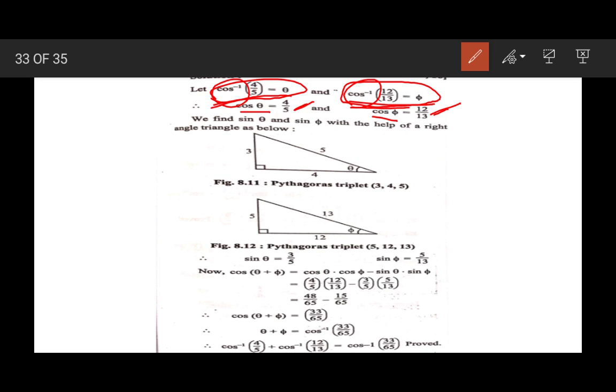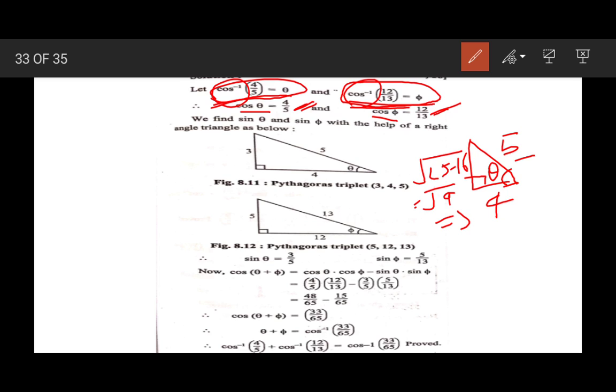Now what I am going to do is draw a right angle triangle. Suppose this angle is theta. So cos theta is given as 4 upon 5. Cos means adjacent upon hypotenuse, so this side is 4 and this side is 5. This side will be root of 5 square, that is 25, minus 4 square, 16. So root of 9 is equal to 3. Okay, I got this side. This is 4, this is 5 and this side is 3.